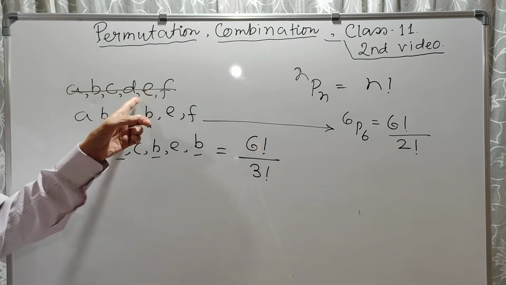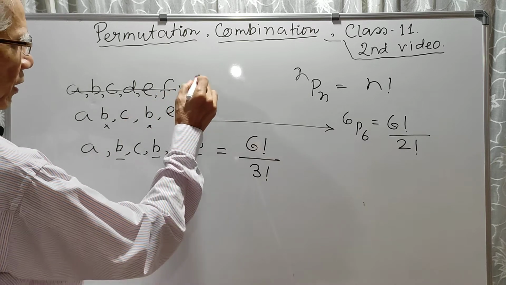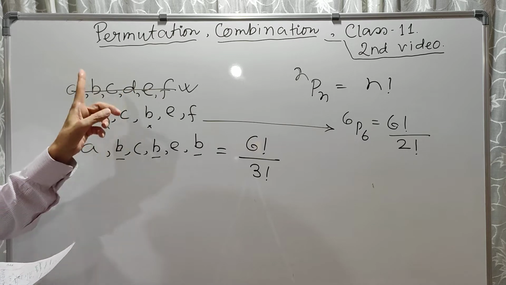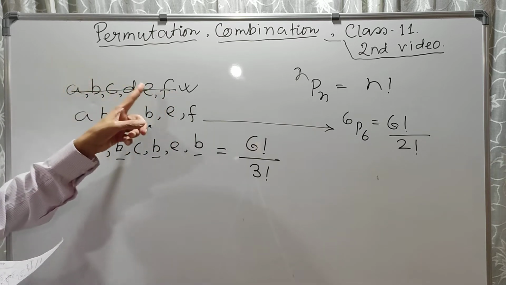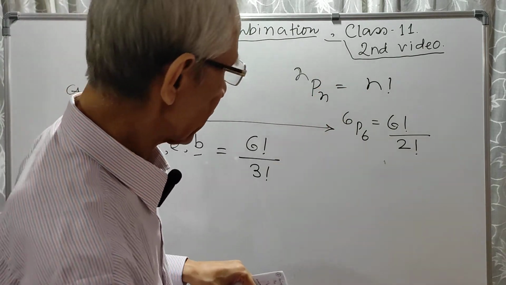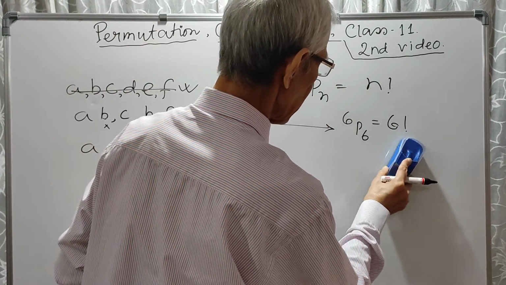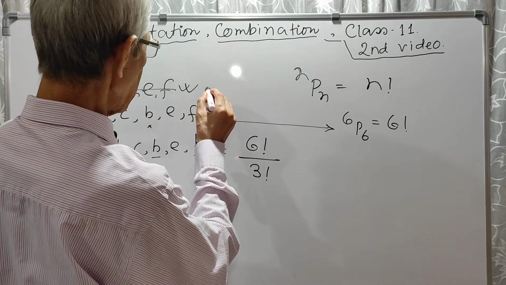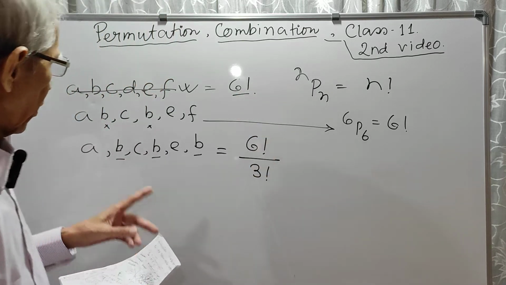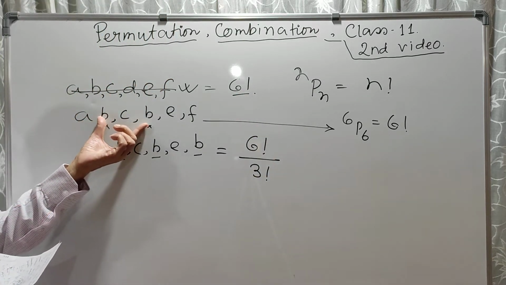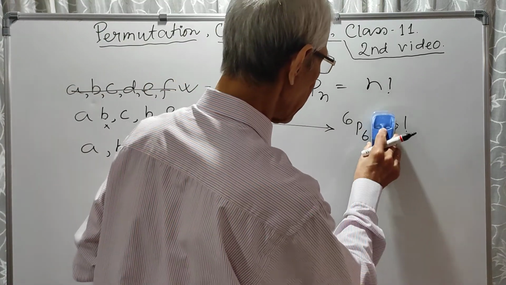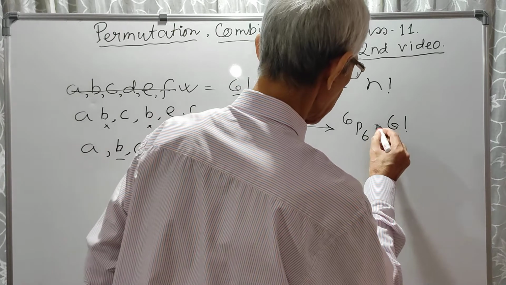So if there is no repetition, as in this example, there are 6 distinct letters, 6 distinct objects, so the number of permutations of all the 6 taking all at a time will be factorial 6. Now if 2 objects are repeated, so B and B 2 times, therefore it will be factorial 6 divided by factorial 2.